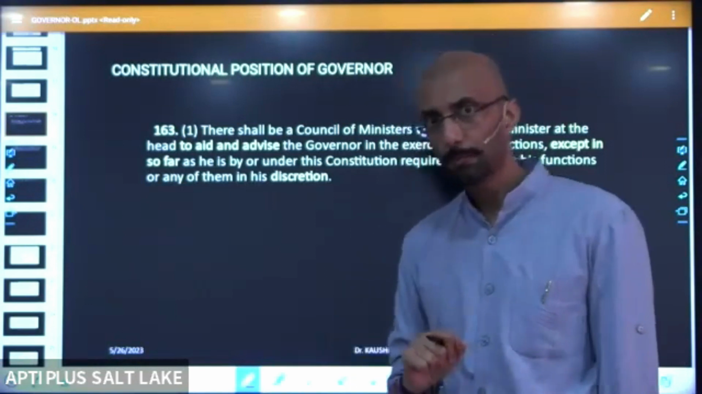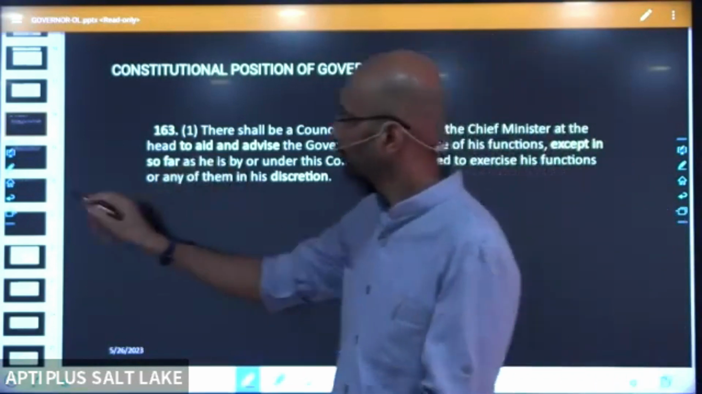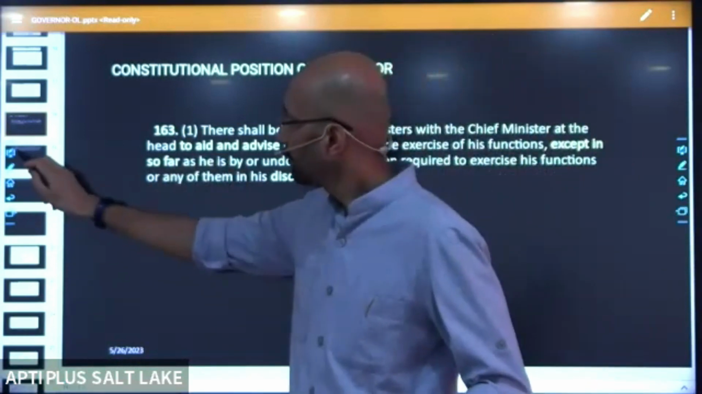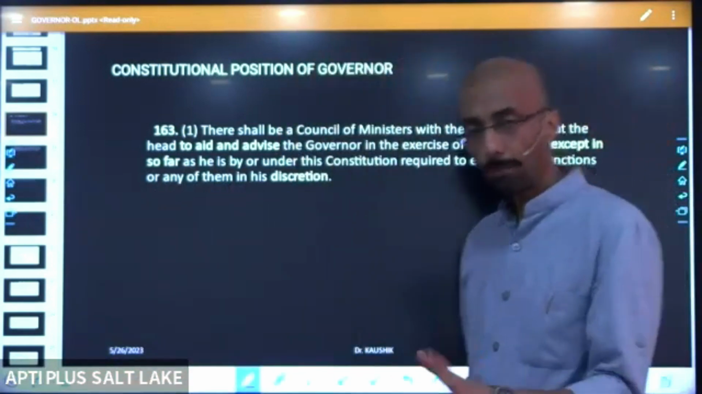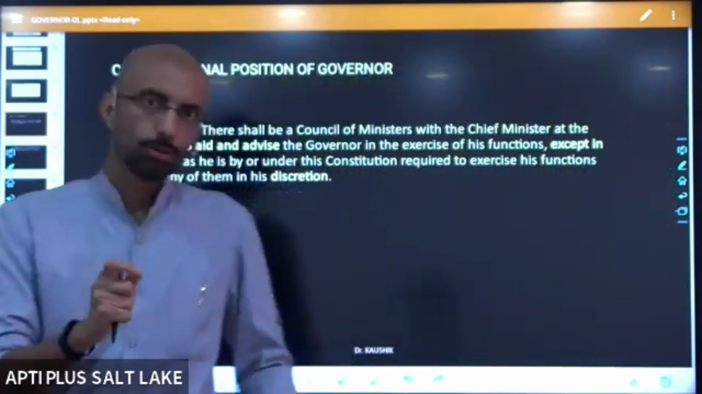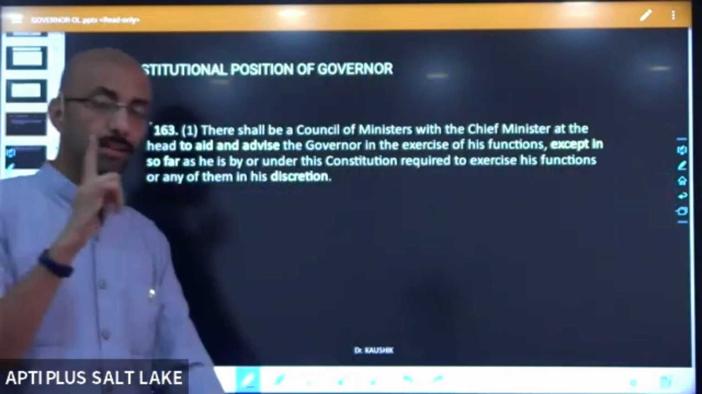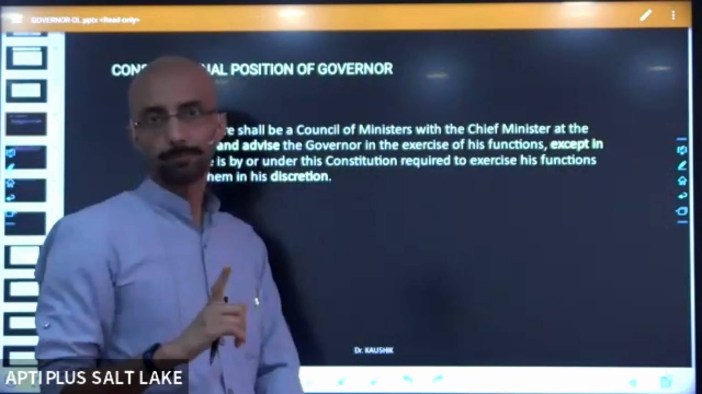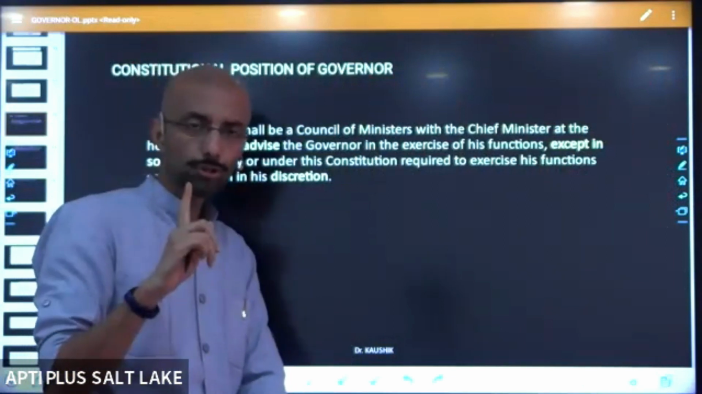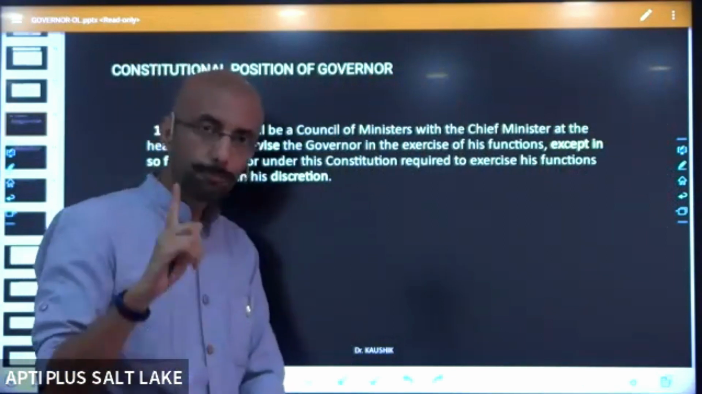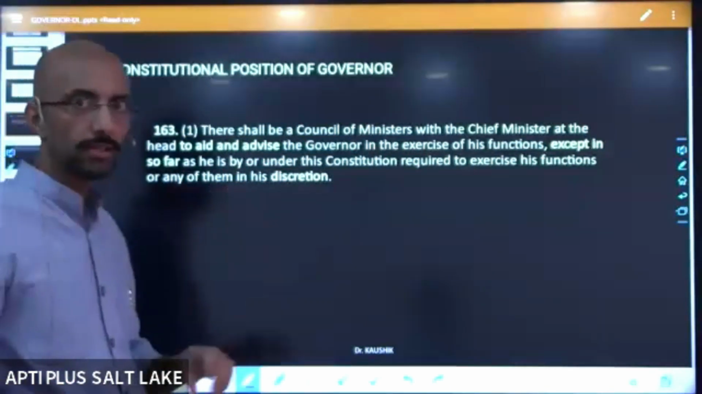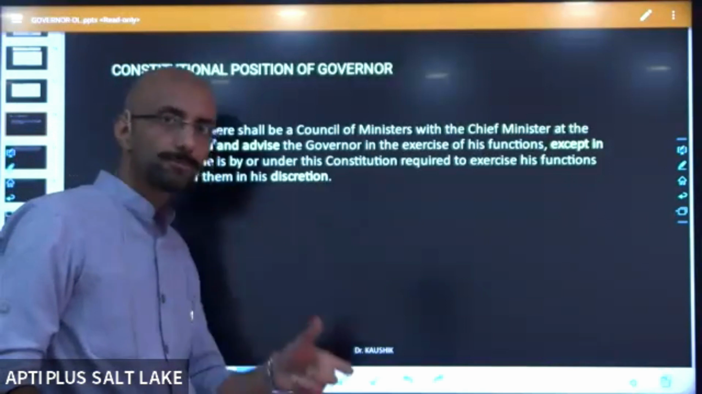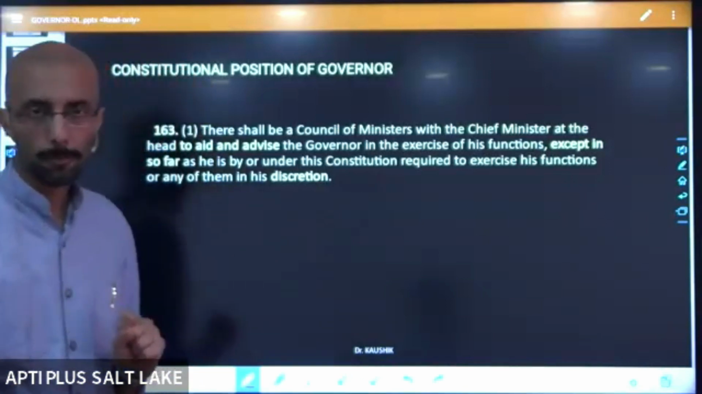Let's look at now the constitutional position of governor in our constitution. This topic is also read in context of the President of India. That what is the constitutional position of president in our country? And the same topic is also studied in context of governor's position in our constitution.